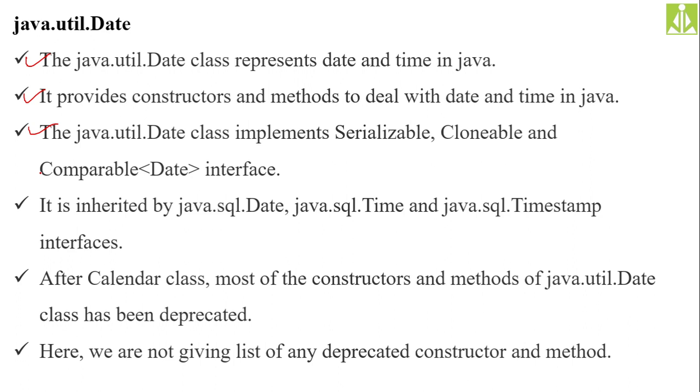Then after the Date class, in the java.util package itself we have another important class to handle date and time, that is the Calendar class. After this Calendar class, most of the constructors and methods of the java.util.date class have been deprecated. Deprecated in the sense no more in use, or will be overridden by some other method.